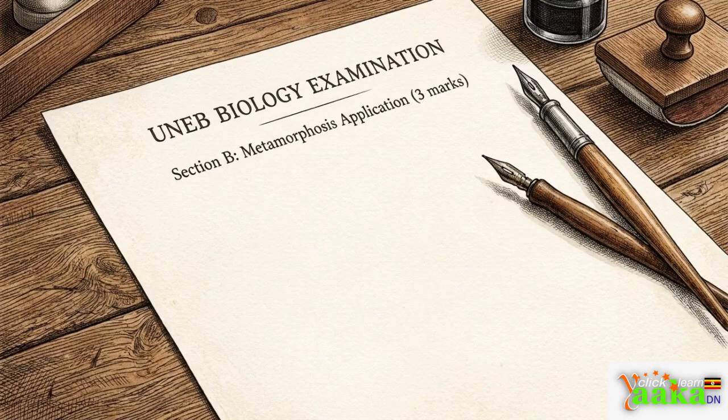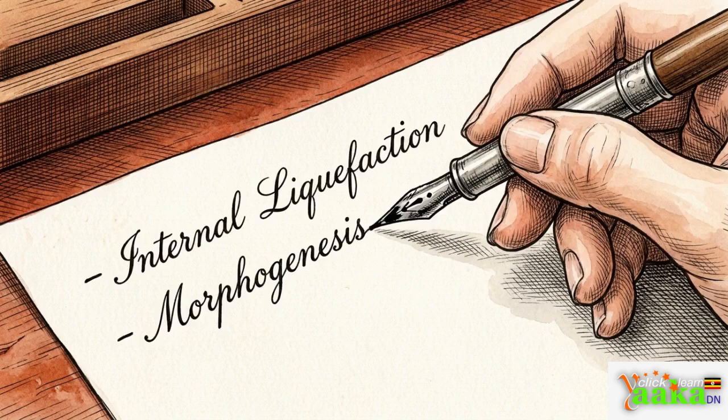This brings us directly to a standard UNEB examination application. Explain why a pupa stage is essential in complete metamorphosis, for 3 marks. To secure full marks, state that the pupa is the essential phase of intense physiological reorganization, where larval tissues are systematically broken down and destroyed.